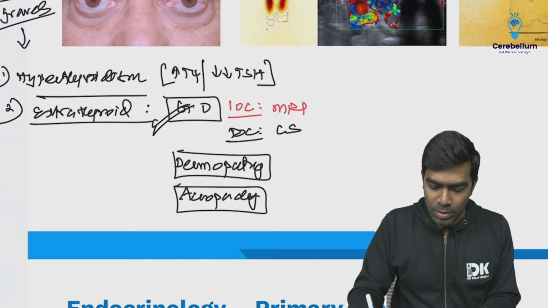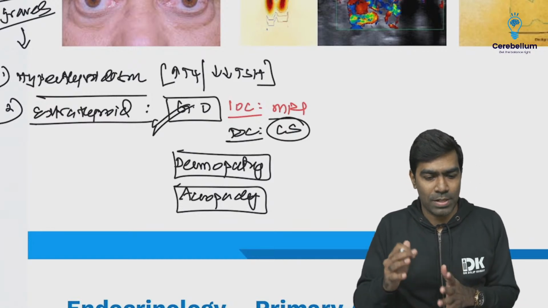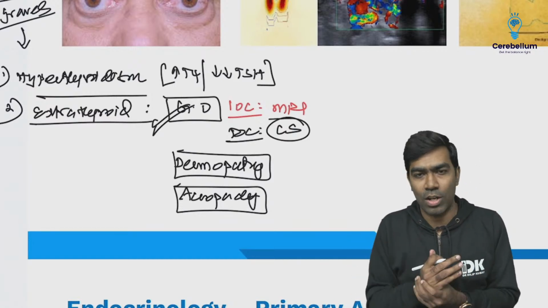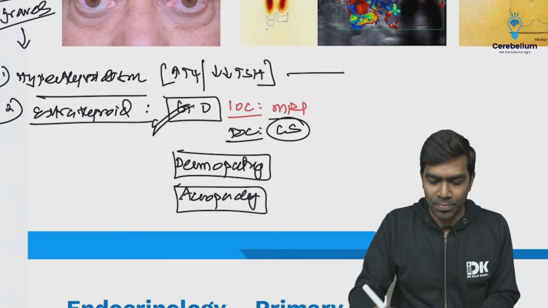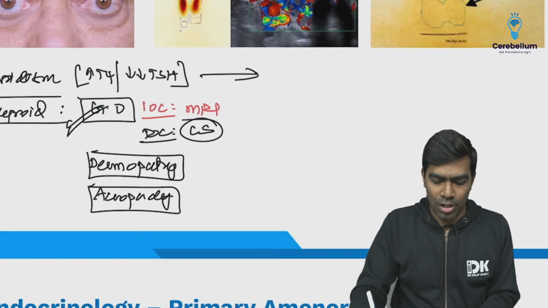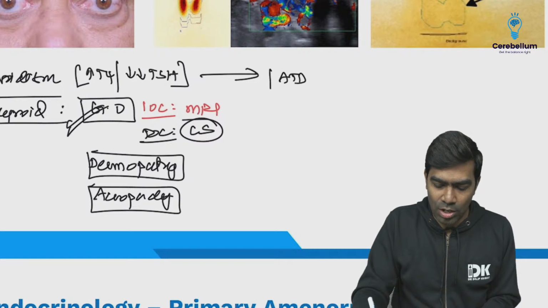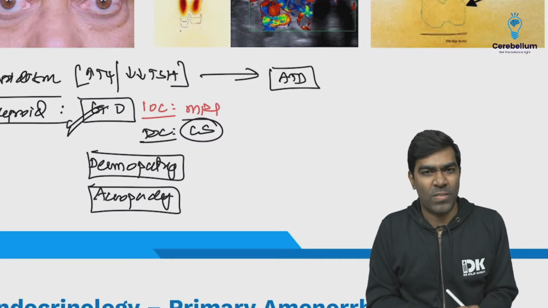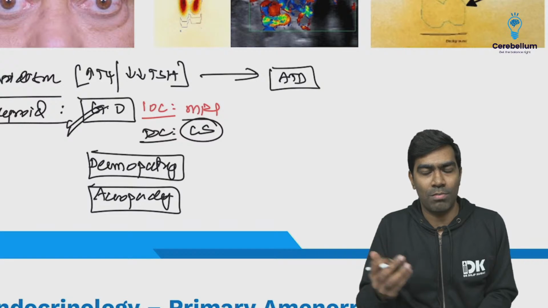I told you orbitopathy will be treated with corticosteroids, especially if it's moderate to severe or vision threatening. Steroids are the treatment of choice. How do you treat hyperthyroidism? You have many things. You can use anti-thyroid drugs. These are called ATDs. You have propylthiouracil, you have carbimazole, you have methimazole.